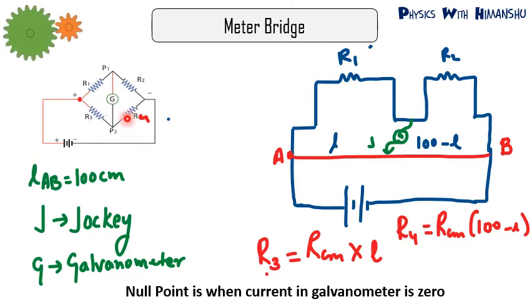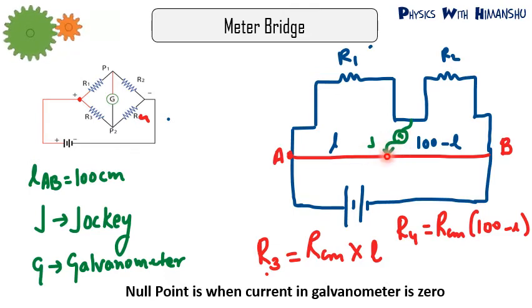And the below two resistances are in the form of a wire. So R3 is basically this wire of length L before this jockey J, and R4 is this portion, 100 minus L, of the wire from this point J to B. So basically this is a Wheatstone bridge and the application is called a meter bridge. It is known as a meter bridge because the length of the wire AB is 1 meter, that is 100 centimeter. Here G is galvanometer and J is jockey. This jockey can slide on this wire.